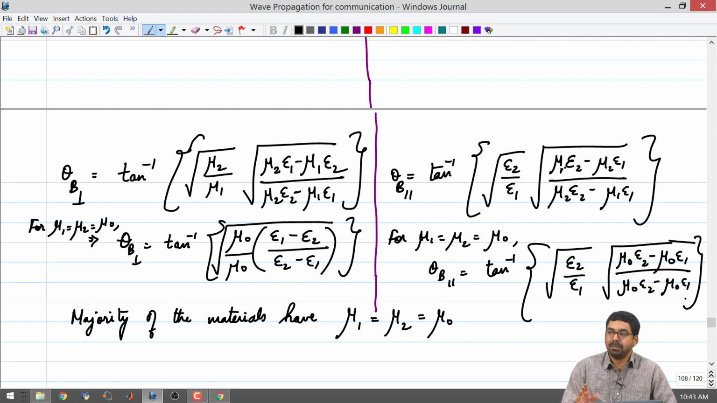This aspect is very different from transmission lines. In the case of transmission lines, you strictly had eta 2 minus eta 1 by eta 2 plus eta 1, or equivalently we wrote it as ZL minus Z naught by ZL plus Z naught. If your material properties dictated ZL, Z naught, etc., then you are pretty much fixed.